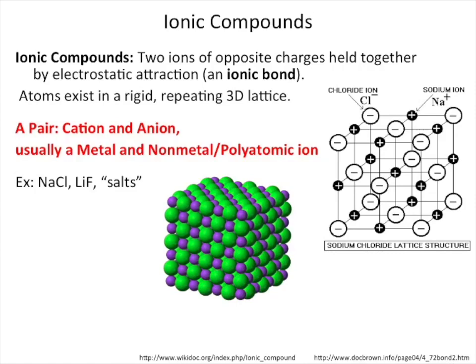The cation is usually a metal, but it could be ammonium, which is a cation, or some other nitrogen-containing molecule. An anion can be either a nonmetal like chloride or some non-metal compound that's a polyatomic ion. And so we typically call anything that's an ionic compound a salt. In your everyday usage, you use salt to refer to table salt, sodium chloride, but you could refer to lithium fluoride as a salt. You could refer to this protein as the sodium salt form. Anything that's an ionic compound you can talk about as a salt.